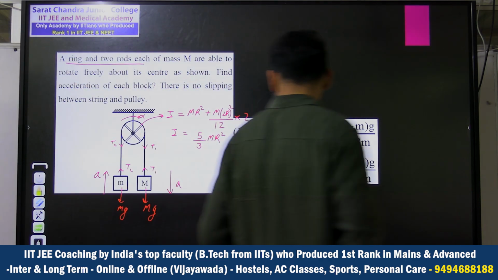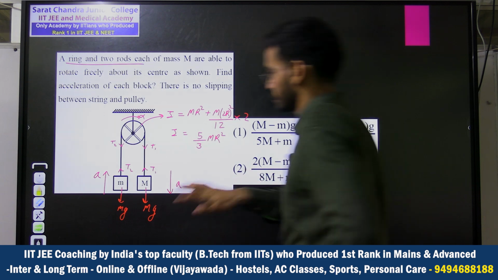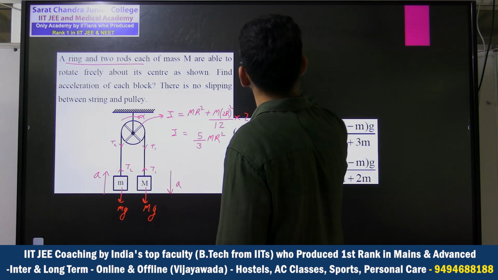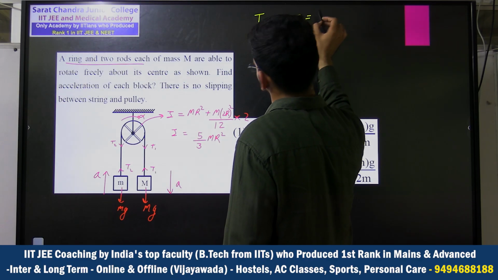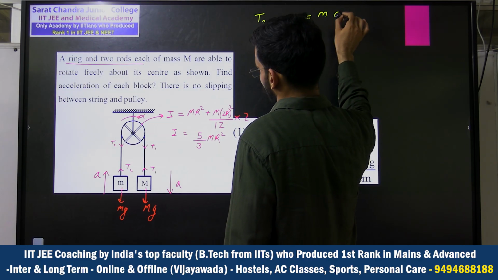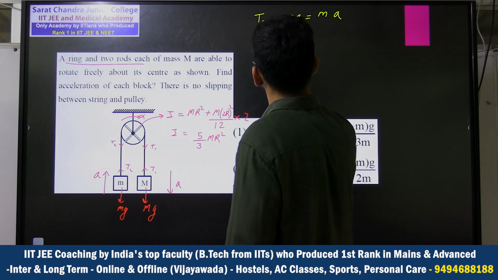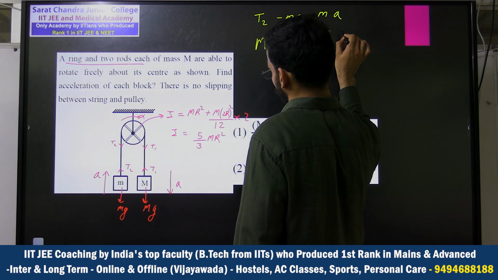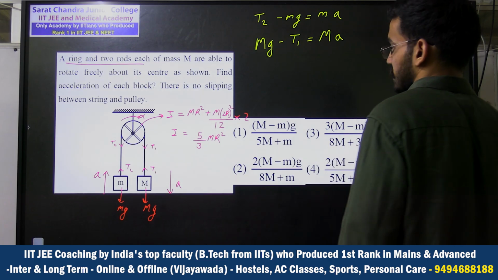So now we have to write down the equations. First you will write down all the translational ones. Which bodies are doing translational motion? This body. So here we can say T2 minus small mg equals small m into A. And here, downward acceleration you assume, so capital Mg minus T1 equals capital M into A. These are the two translational equations.